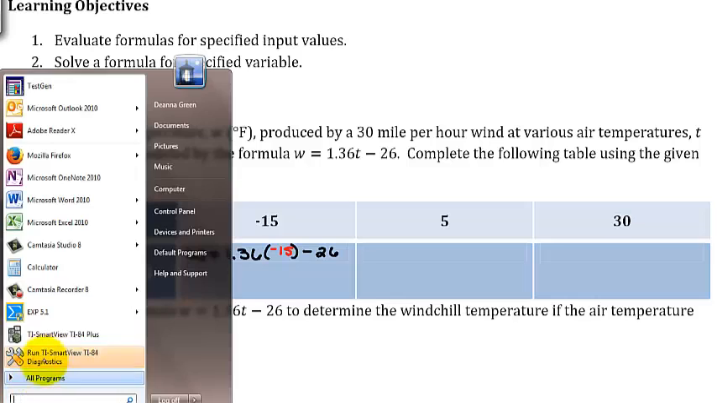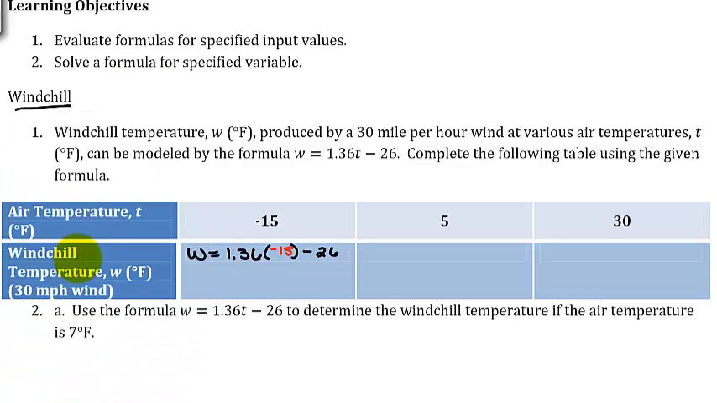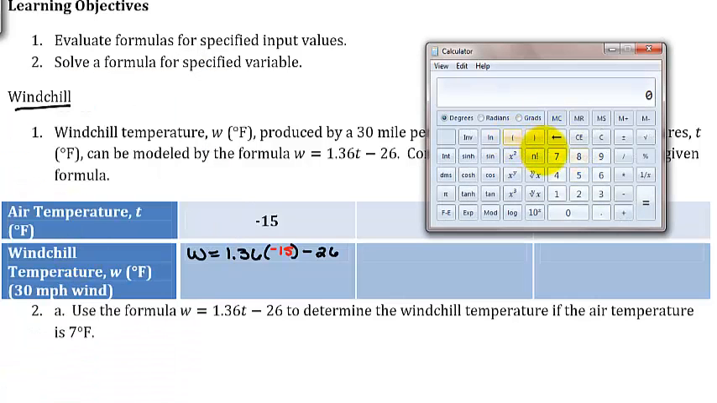And I'm going to bring up my calculator because we'll do these calculations on our calculators. So we're going to take 1.36 and multiply that by negative 15. My calculator is a little bit weird, so I have to type in the 15 and then change the sign. And so then I get negative 20.4, and then I'm going to subtract 26. And we get negative 46.4.